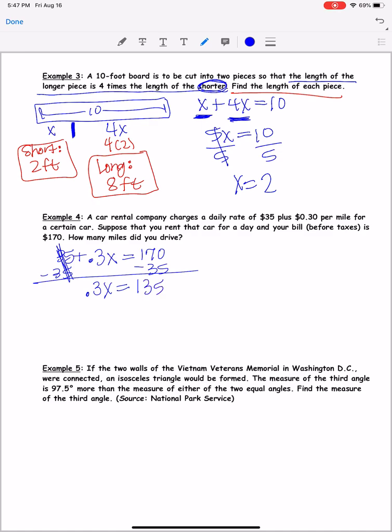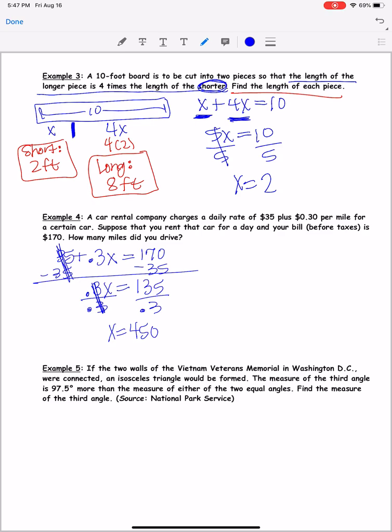Okay, so then we need to divide. Don't be scared of that decimal. It's still just 0.3 times x. The opposite is to divide. And so let's use our calculator on that. So 135 divided by 0.3 is going to be 450.